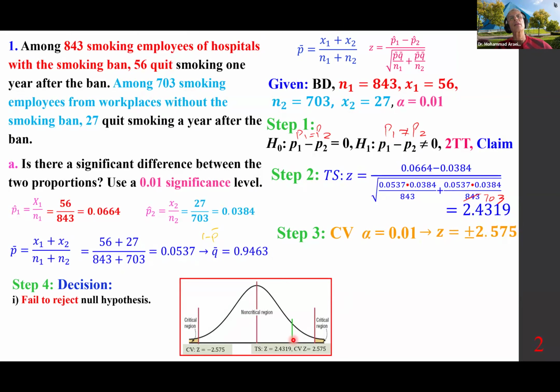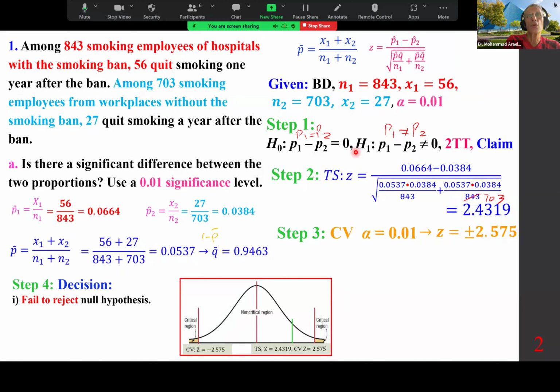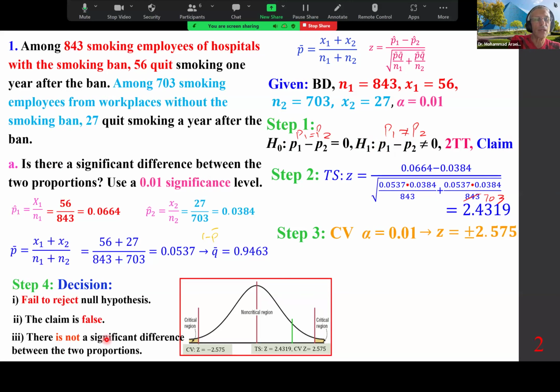So now let's expand the concept to the claim. If we are not rejecting H0, what are we rejecting? H1. And therefore we are rejecting the claim. The claim becomes false. And we just reword as follows. There is not a significant difference between the two proportions, so there is not sufficient evidence to support the claim that there is a significant difference between the two. So again, very straightforward, everybody.